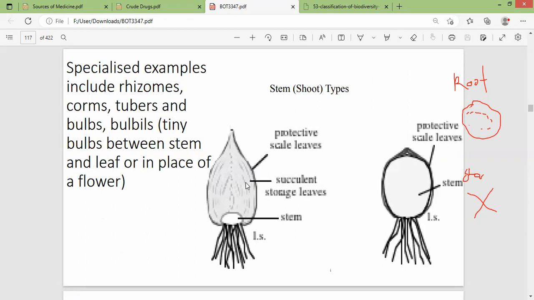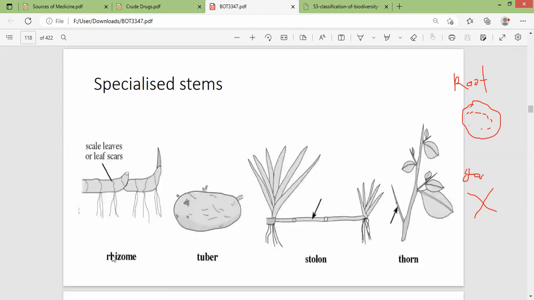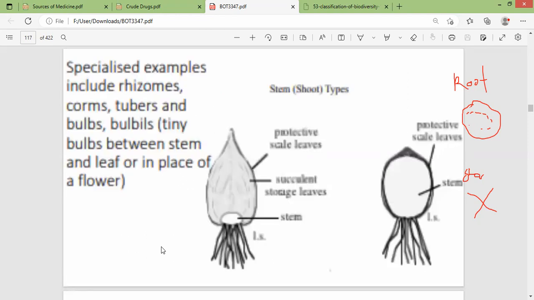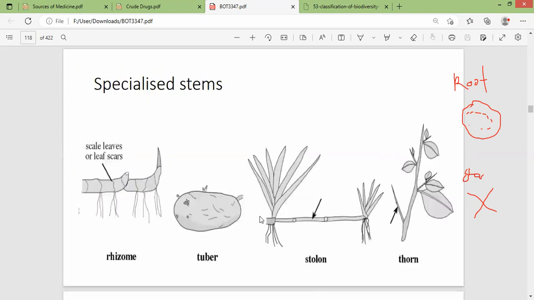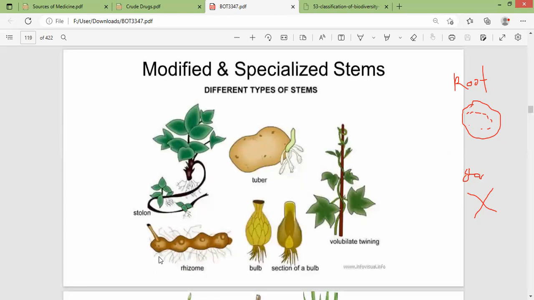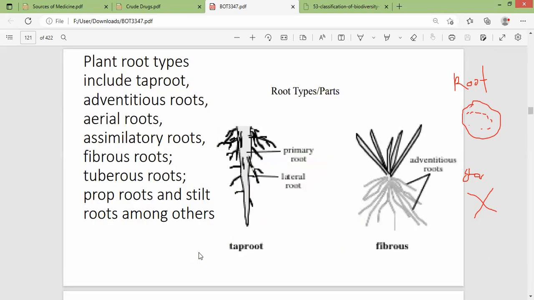Something to note here is that the likes of rhizomes and tubers are stems. We call them specialized stems. Someone might think you can say it's a root, but it's not a root. They are specialized stems, the rhizomes, the tubers. Root types, we know taproot and fibrous.